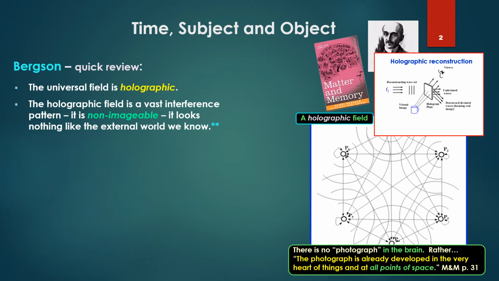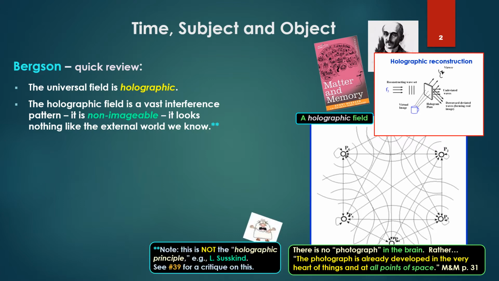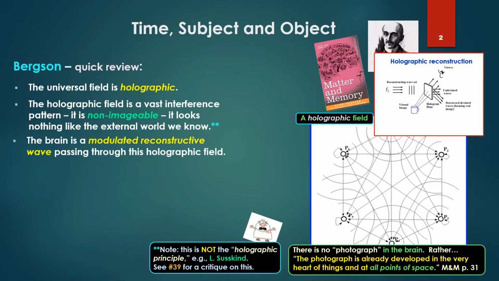So this holographic field is a vast interference pattern. It's non-imageable. It looks nothing like the external world that we know. And I noted this is not the holographic principle in current physics, a la Lenny Susskind. You can see number 39 for a critique on this. And the brain is or forms a modulated reconstructive wave passing through this holographic field.